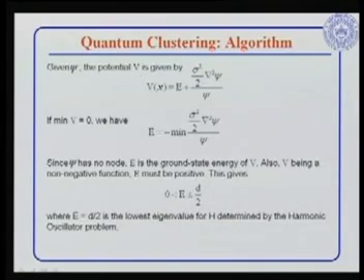So, quantum clustering: given psi, the potential function V is given as V(x) = E + (sigma square upon 2) grad square psi upon psi, where E is the eigenvalue. If V is 0, that is the minimum is 0, then we have E equal to simply minus (sigma square upon 2) grad square psi upon psi. Since psi has no node, E is the ground state energy of V. Also, V being a non-negative function, E must be positive. So, this gives E between 0 and d by 2, where E equal to d by 2 is the lowest eigenvalue of H determined by the harmonic oscillator problem.